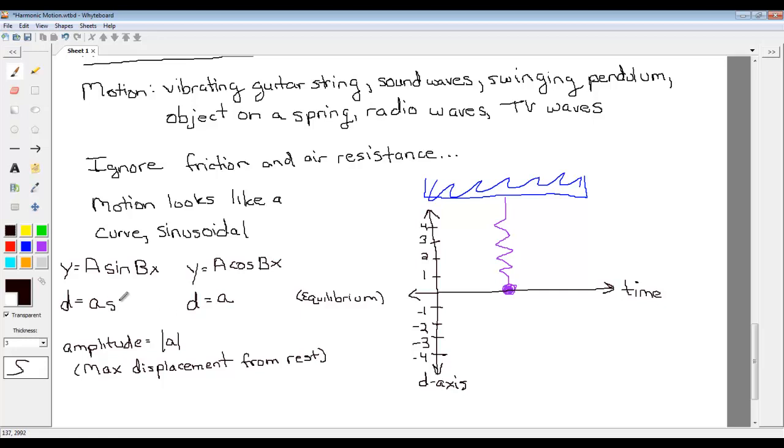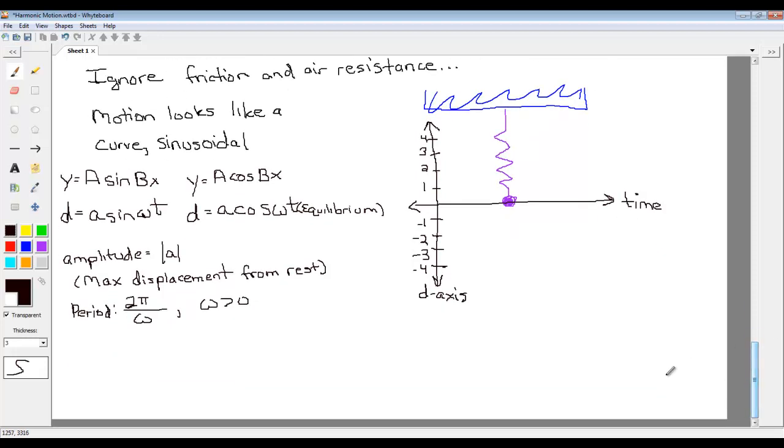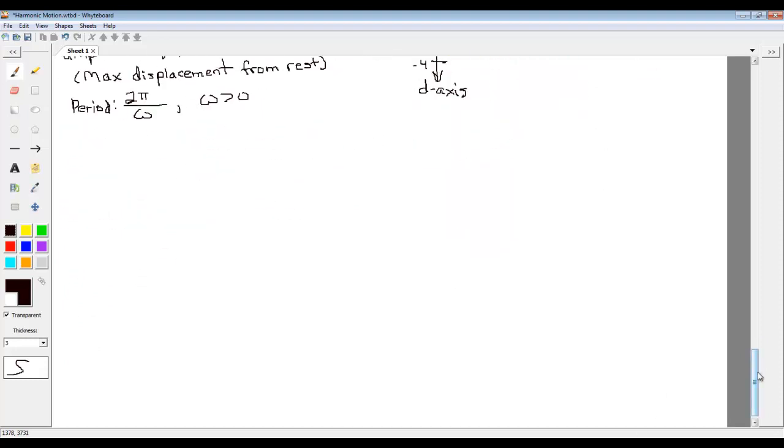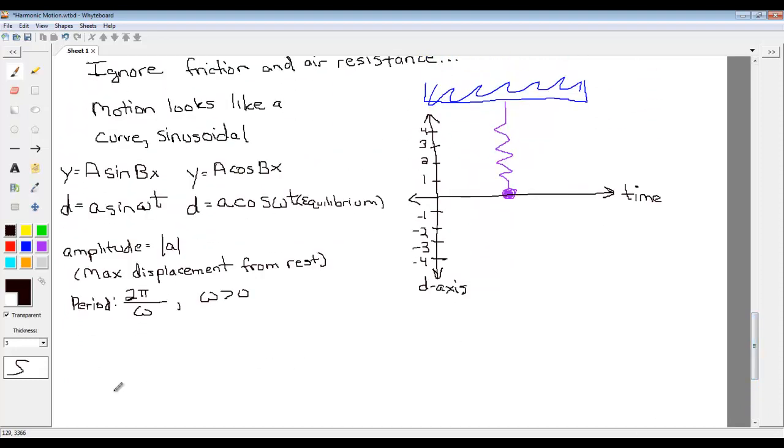Then you got either sine or cosine. And then instead of b, we're going to say omega, and instead of x, we're going to say t. So the period is going to be 2 pi over omega, where omega is greater than 0. That's going to be the time it takes to go through one complete cycle.